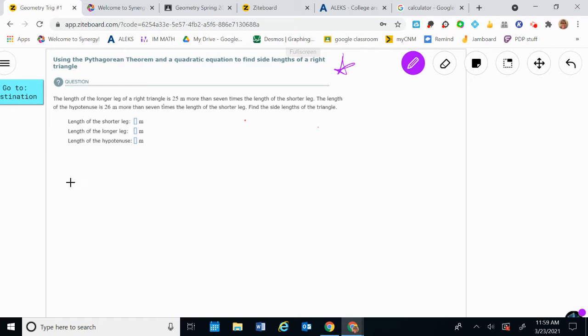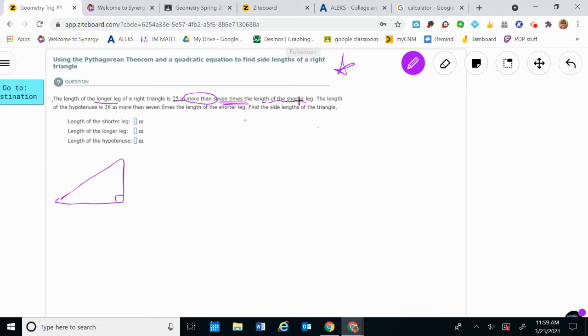Okay, the most important thing right now is I'm going to go ahead and draw this triangle just to give myself a visual. I'm so visual, I need it. So it says the longer leg. This is the longer leg, the longer leg. This is the hypotenuse. This is the shorter, this is the longer. So it says the longer leg of the right triangle is 25 meters more than 7 times the length of the shorter leg. So we're going to translate this.